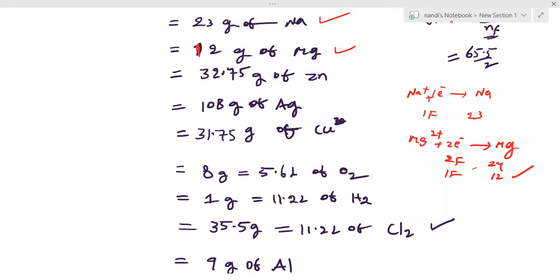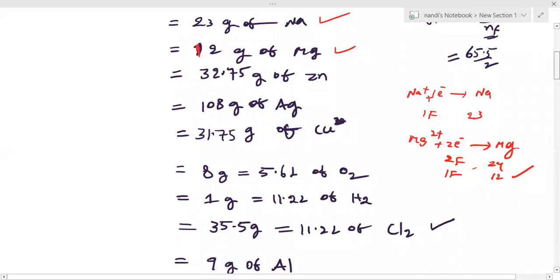Still, I haven't discussed Faraday's laws. This is just basic. I am only discussing what the meaning of 1 Faraday is. If you got 1 Faraday meaning, then over. That's your only job. I didn't discuss anything of Faraday's law till now.